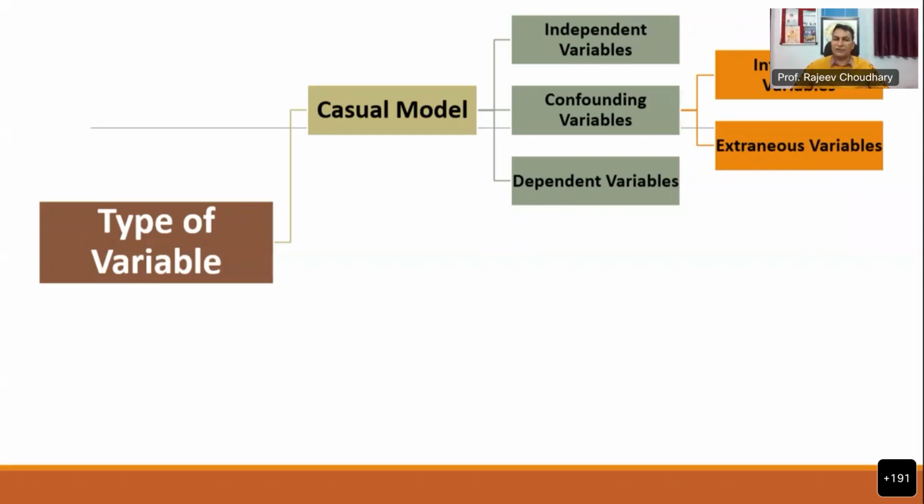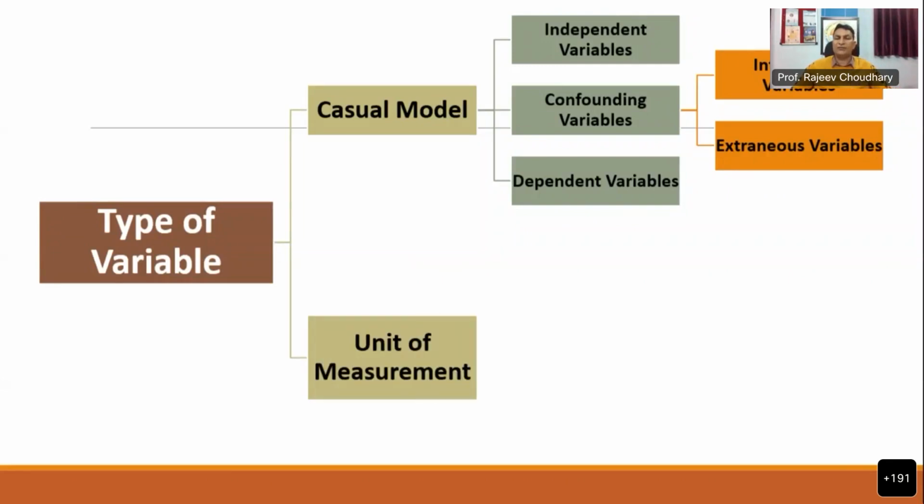After the classification on the basis of the causal model, I will discuss one more classification, on the basis of the unit of measurement. If we classify all the variables on the basis of the unit of measurement, we classify them into four different categories. Number one is the nominal scale.